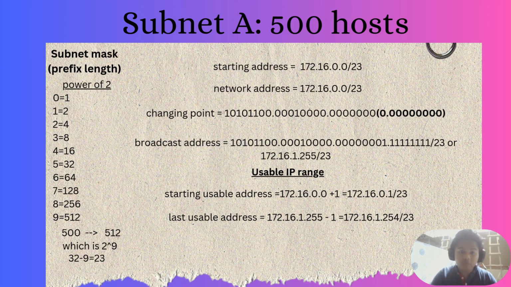For step 2, we need to identify the network. The starting address for this subnet A is 172.16.0.0/23. In binary, /23 means that the first 23 bits are fixed for the network portion and the last 9 bits are for the host. The broadcast address is obtained by setting all host bits to 1, resulting in 172.16.1.255.